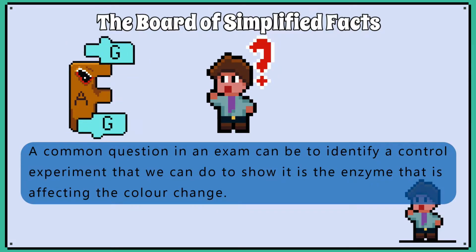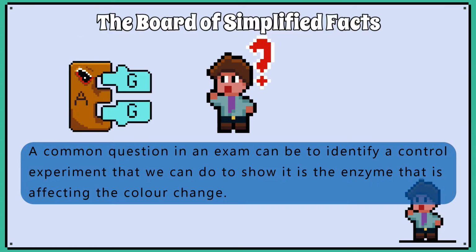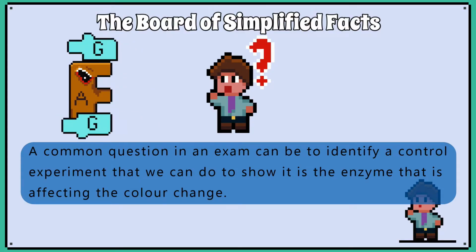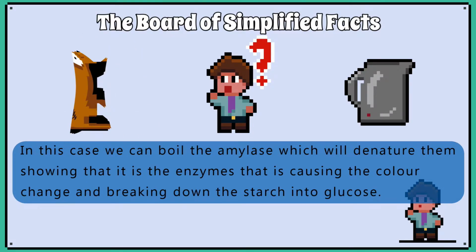A common question in an exam can be to identify a control experiment that we can do to show it is the enzyme that is affecting the color change. In this case, we can boil the amylase, which will denature them, showing that it is the enzymes that is causing the color change and breaking down the starch into glucose.